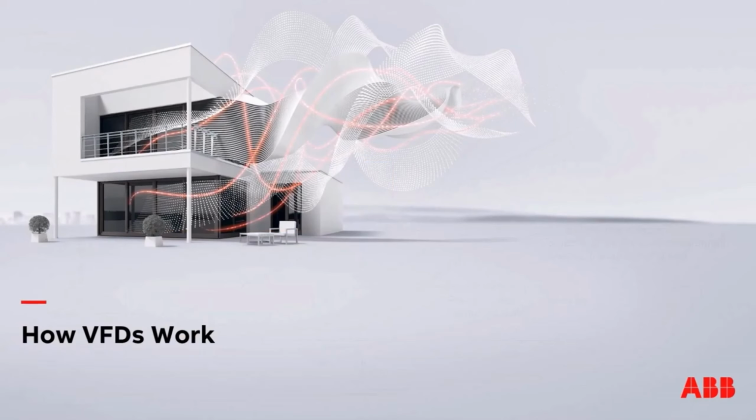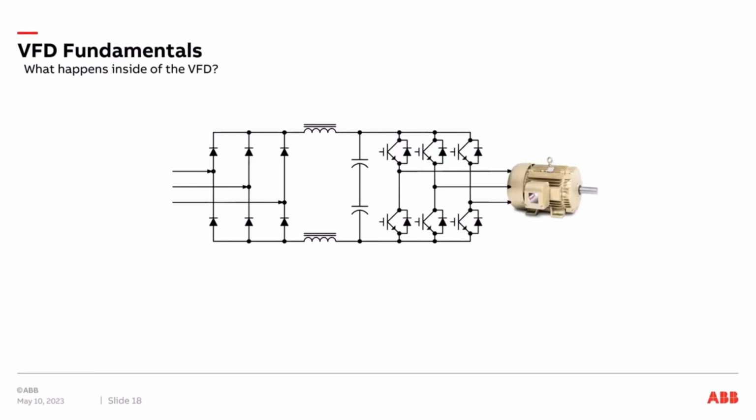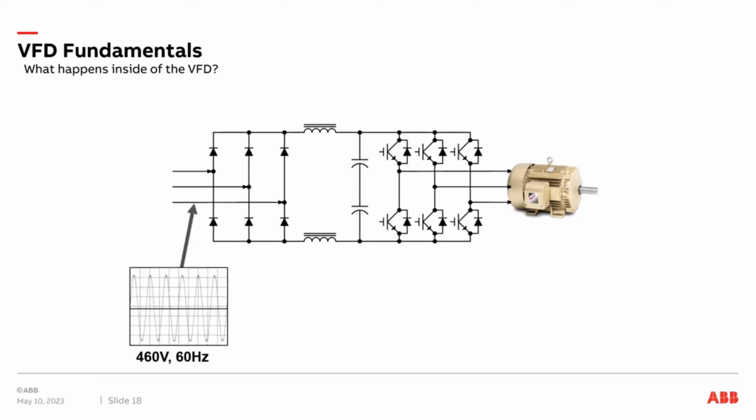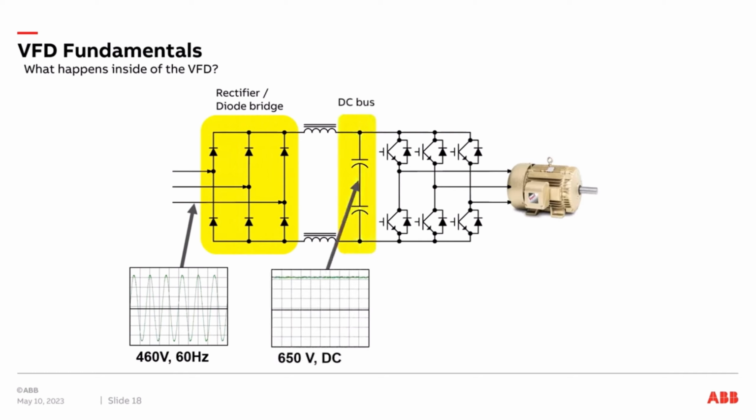How does a VFD work? Let's take a look at what happens inside of a VFD as a basic function. We'll come in with 460 volts, 60 Hertz, and we have a rectifier, which normally as a basic drive would be a diode bridge. That is converted to a 650 volt DC bus.